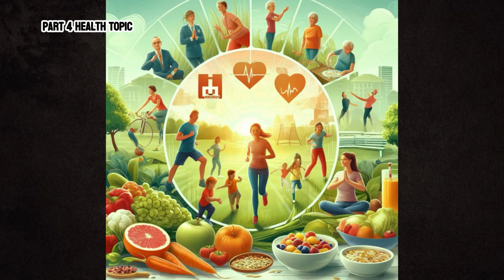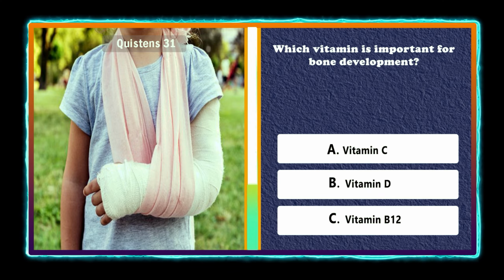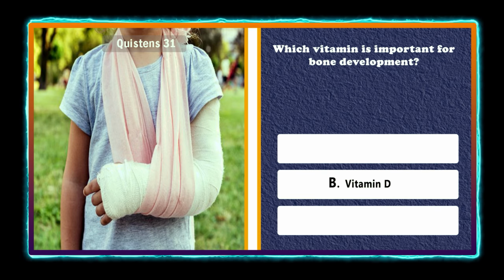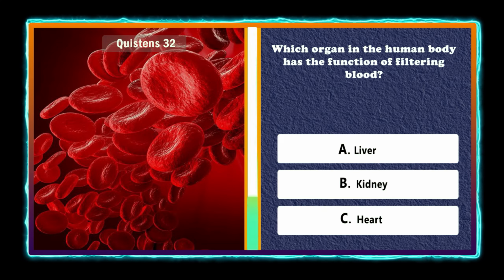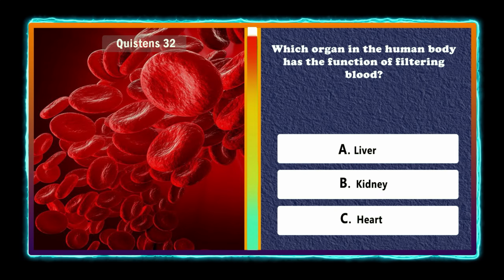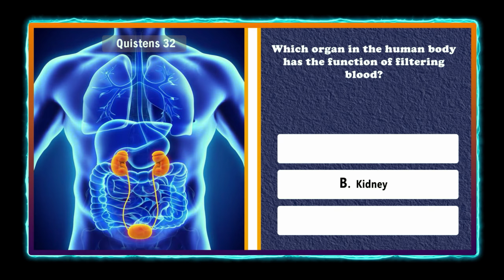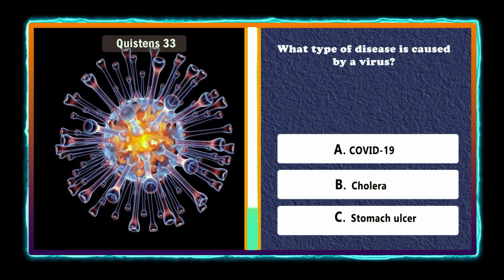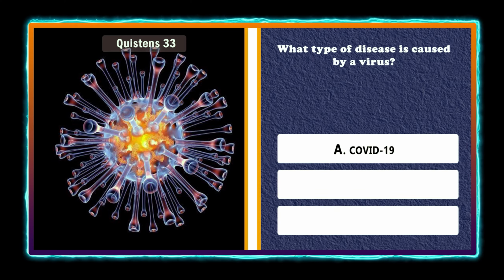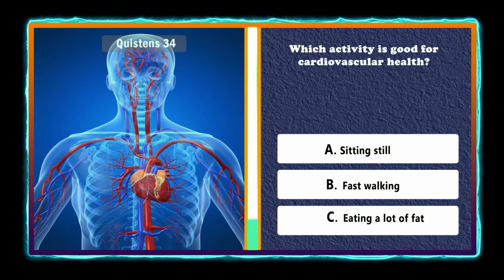Part 4, Health Topic. Which vitamin is important for bone development? Vitamin D. Which organ in the human body has the function of filtering blood? Kidney. What type of disease is caused by a virus? COVID-19. Which activity is good for cardiovascular health?